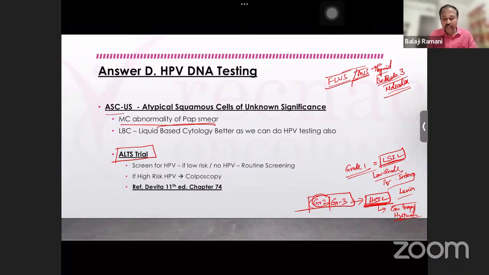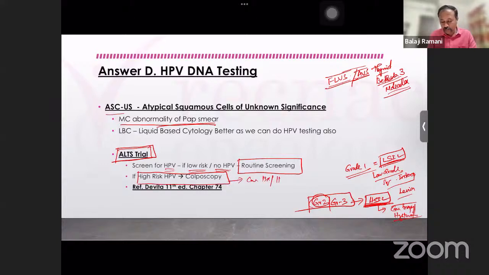Now coming back to ASCUS. ASCUS is something like an indeterminate thing where we do not know what to do. So in this scenario, what you do is you screen for HPV. And if HPV is not present, or if only the low risk HPV types are there, then you put the patient back on routine screening. This was the finding of the ALTS trial. On the other hand, if there is high risk HPV, that is when you will go for colposcopy and further for cone biopsy or hysterectomy. Based on the colpo findings, then you will go for further surgical therapy or management.